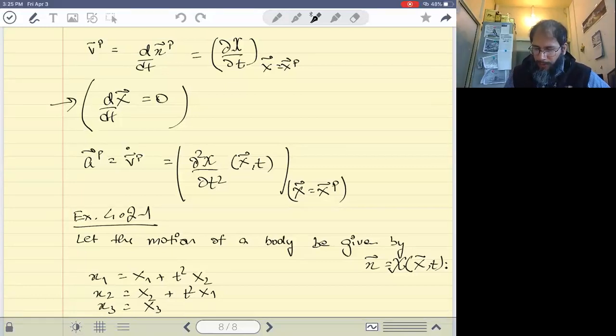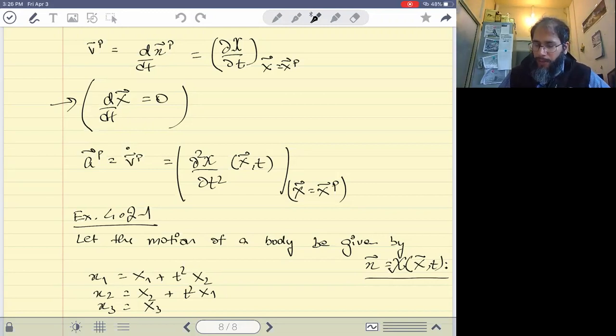I've written this equation, the mapping function chi, as three equations, because x is a vector in a three-dimensional space. So we have three equations here: small x1, small x2, and small x3, written as functions of capital X1, capital X2, capital X3 and time. In this particular case, small x1 is equal to capital X1 plus t squared capital X2, and so on. Okay, so the motion of a body is given by this system.